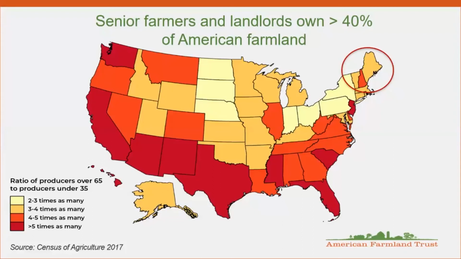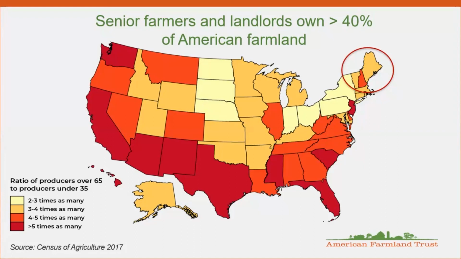The other thing that we have to contend with is a demographic shift. I think most people are aware that farmers are aging faster than the general population. It's not so much that the average age is creeping up, but the proportion of retirement age farmers keeps outstripping the ranks of young and beginning producers. This map shows that trend nationally.